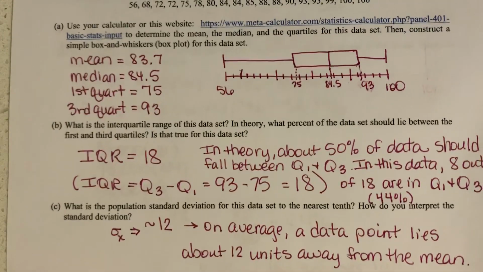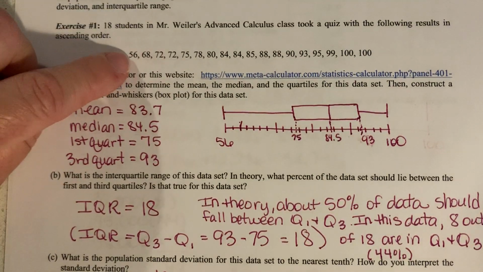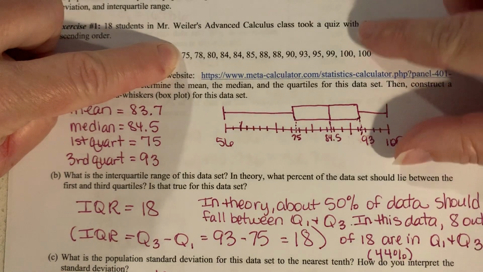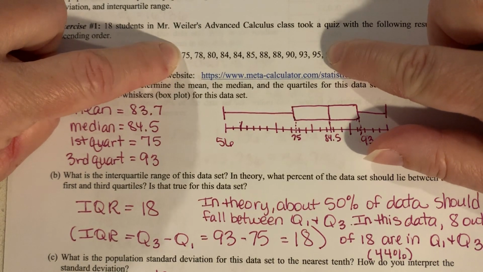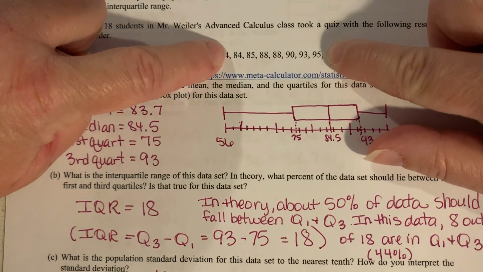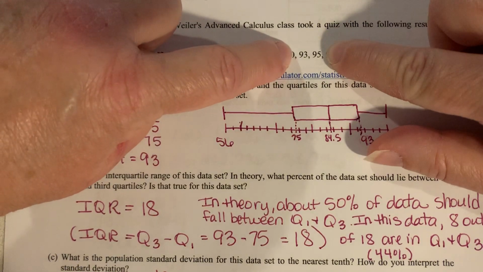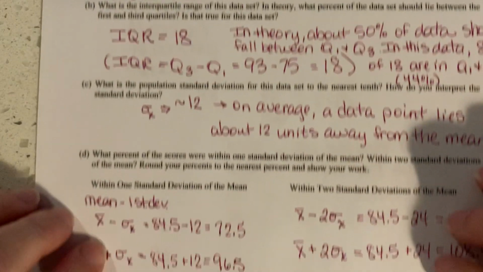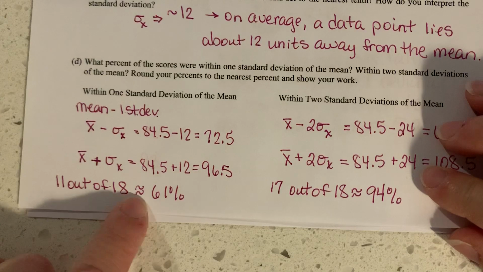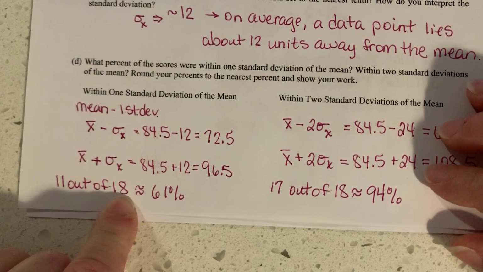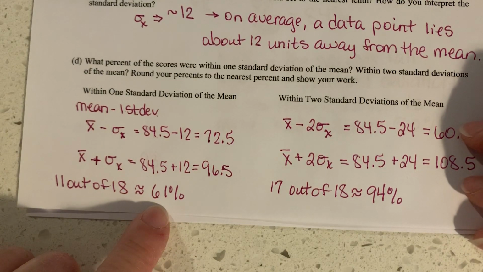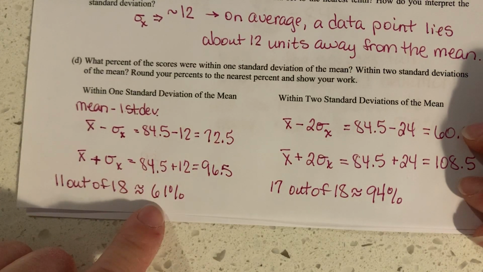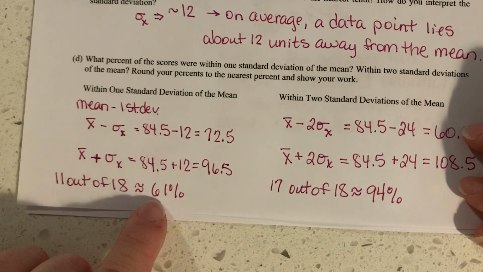So again, we go up here to our data, 72.5 and 96.5 means that we had 1, 2, 3, 4, 5, 6, 7, 8, 9, 10, 11. That means that there were 11 out of 18 that were within 1 standard deviation of the mean. And so that's about 61%. Remember, in theory, it should be right around 50 possibly, but in this one, it is 61.